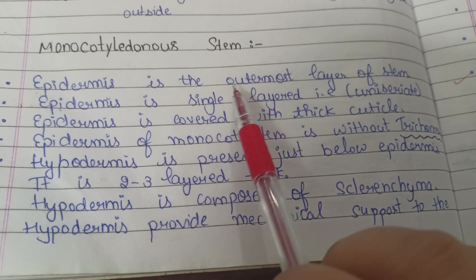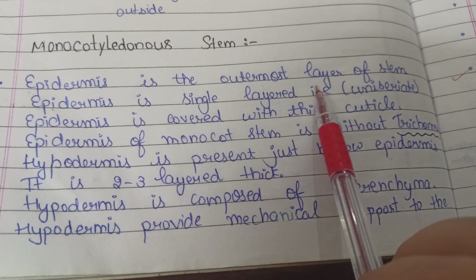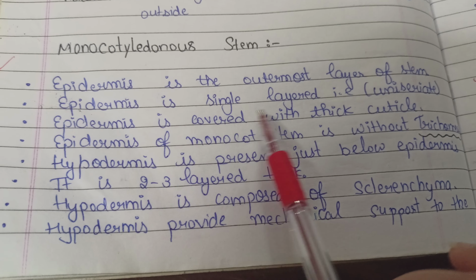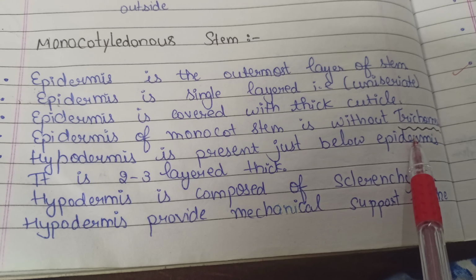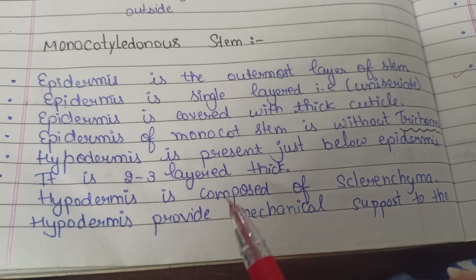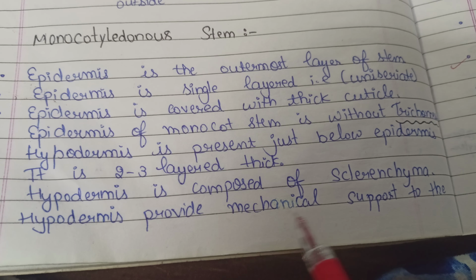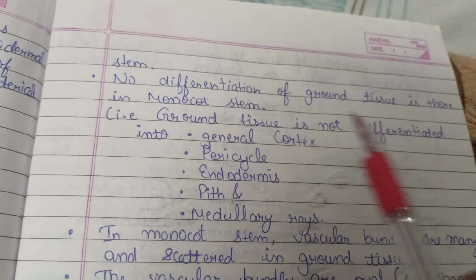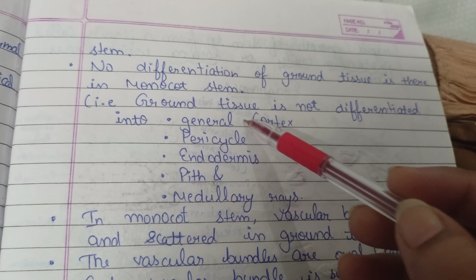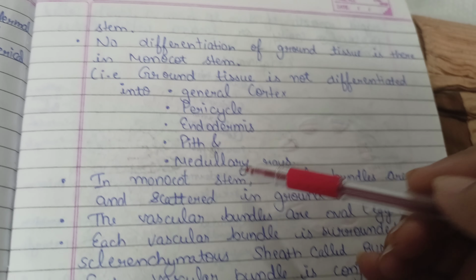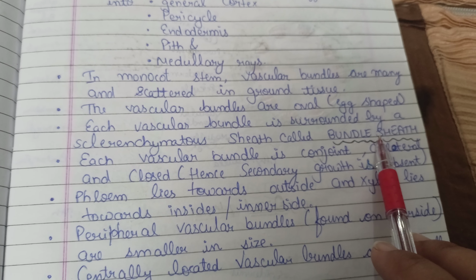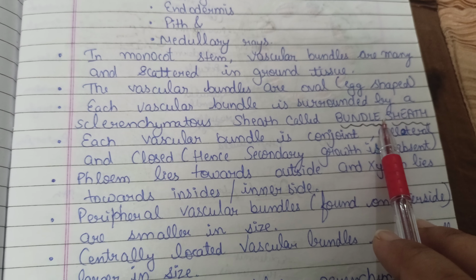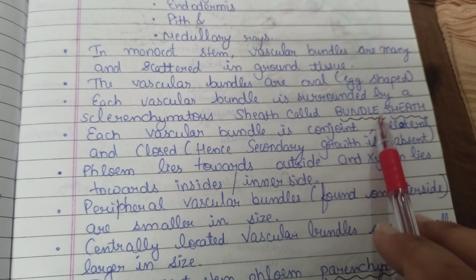Now the monocotyledonous stem. Epidermis is the outermost layer of the stem, it is single layered and covered by a thick cuticle. Monocot stem is without trichomes. Hypodermis is present, composed of sclerenchyma, and provides mechanical support. Now you can see that these structures are not present, as we have already discussed, and bundle sheath is present. Bundle sheath is the covering over the vascular bundle.